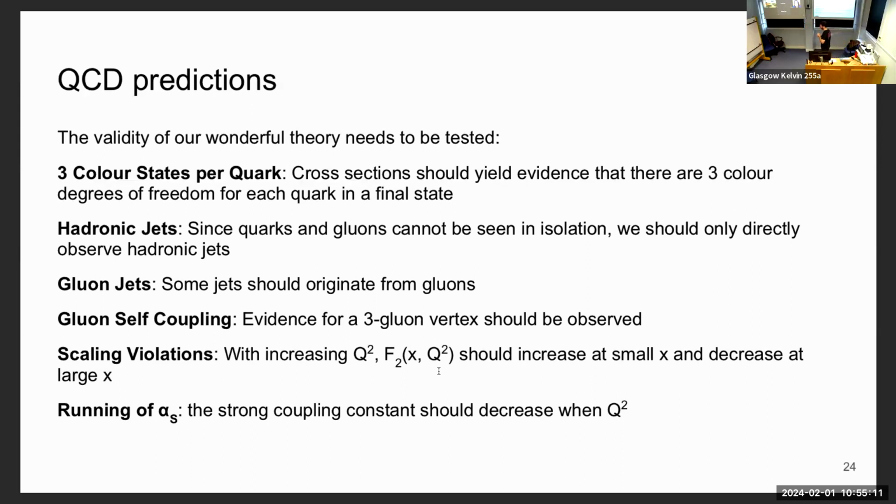We said that the gluons are color carriers, so that means that these jets can also be started by gluons. So we need to find them, and also we know from the theory that the gluons can self-couple. So that means that experimentally you should actually find a three-gluon vertex.